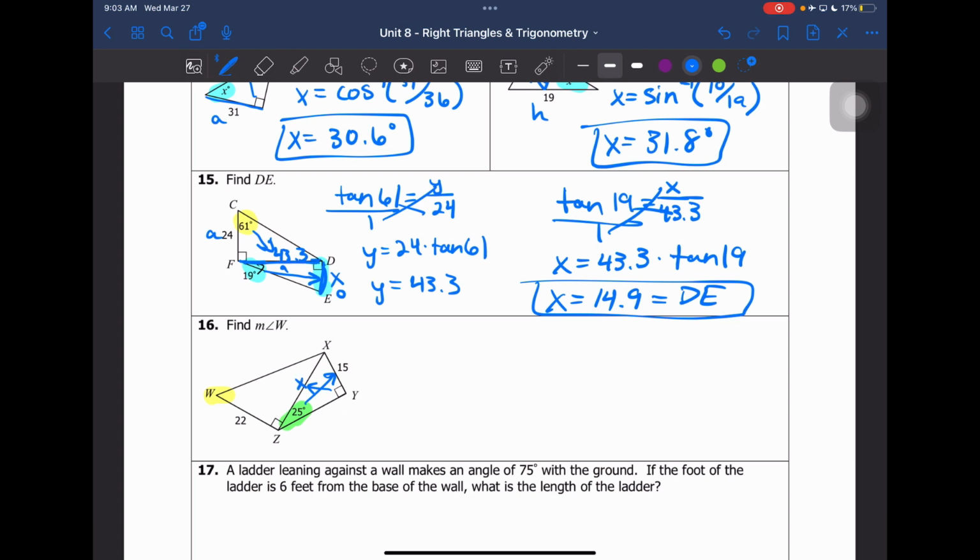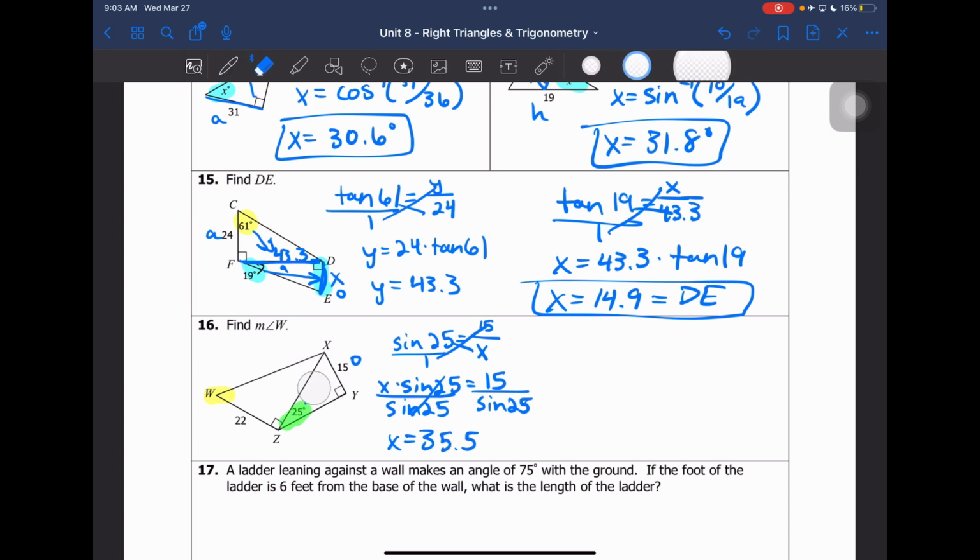And basically, I have opposite and hypotenuse, so I'm going to use sine. Sine of 25 is equal to 15 over x. Then let's solve this. I'm going to have x times sine of 25 is equal to 15. Then to find x, I divide by sine of 25. X is equal to 15 divided by sine of 25, which comes out to 35.5.